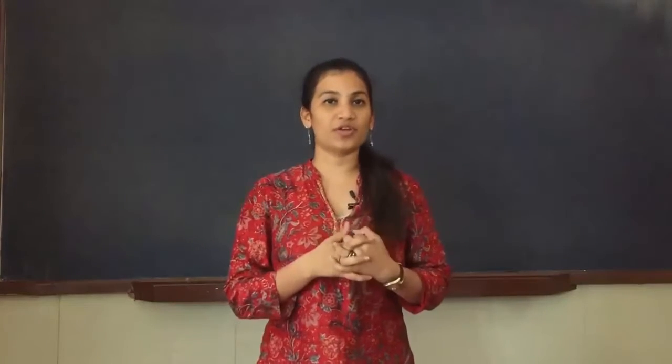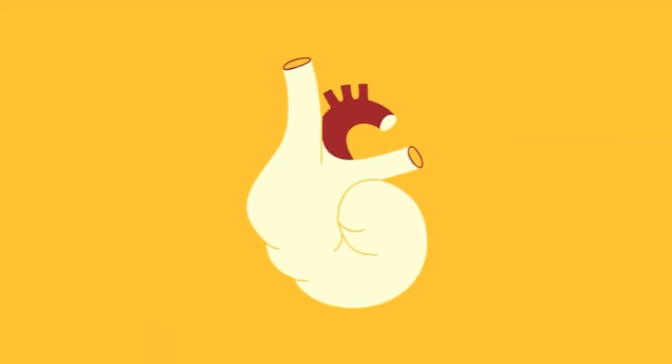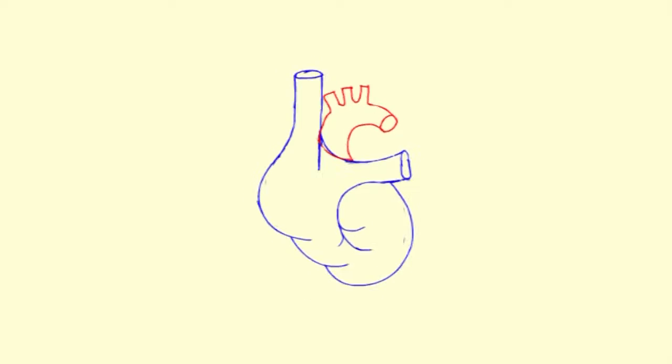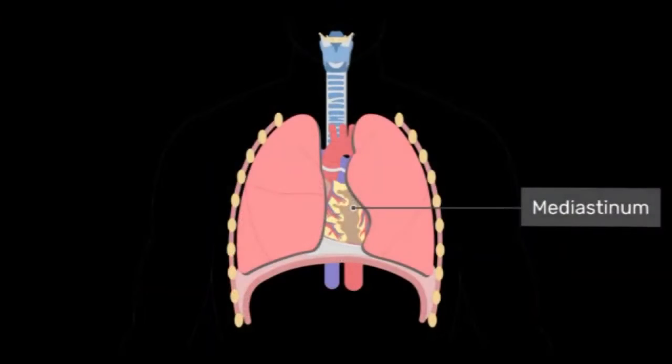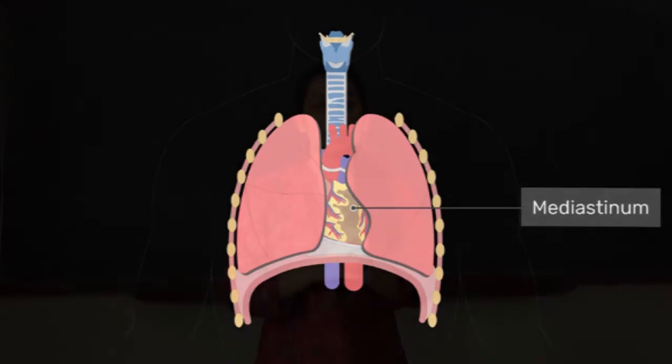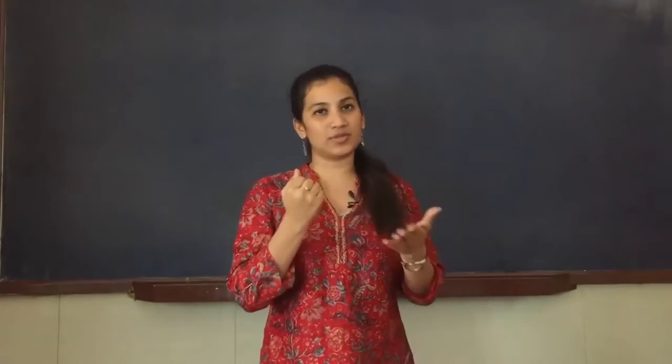The most important organ of the human body. Heart is a muscular organ which has the function of pumping blood to all the other various parts of our body. Heart is actually located in the center within the thoracic cavity, also called the mediastinum. Now it's located between the two lungs. It's slightly tilted towards the left.